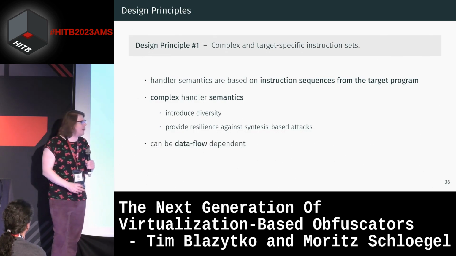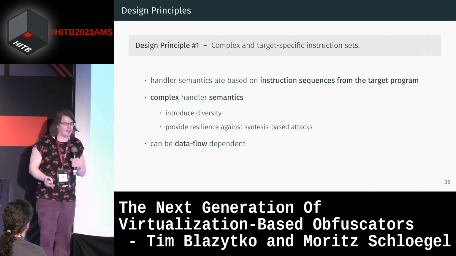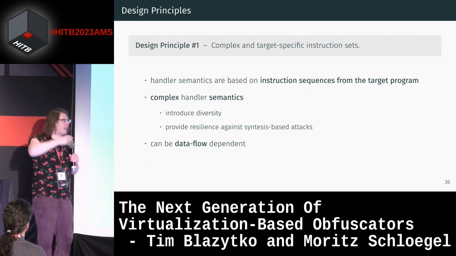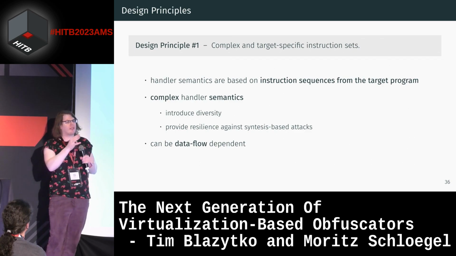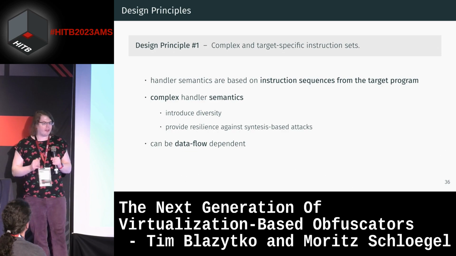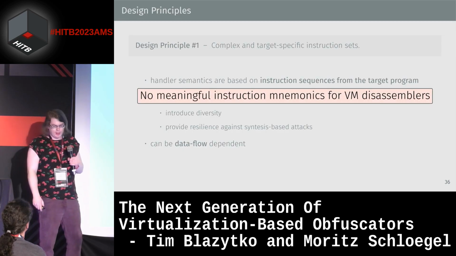They can also be built in a way such that they are control flow dependent or data flow dependent. Meaning, if you have a chain of code where computations rely on each other, we could take parts of that and put it into a dedicated handler. This is the first design principle: making handlers more complex.